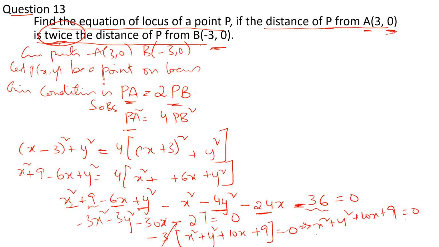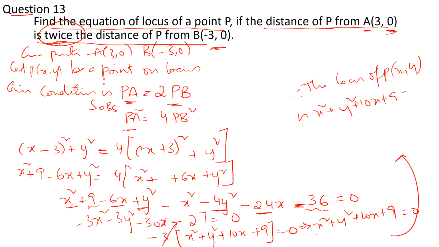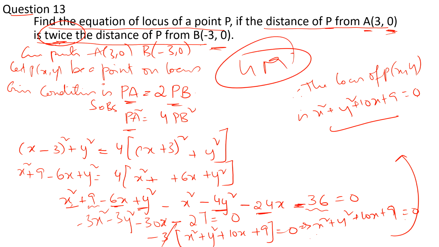So therefore, I'm writing here: the locus of P of x comma y is x square plus y square plus 10x plus 9 is equals to 0. Very simple questions to gain 4 marks. Be thorough with the locus chapter.